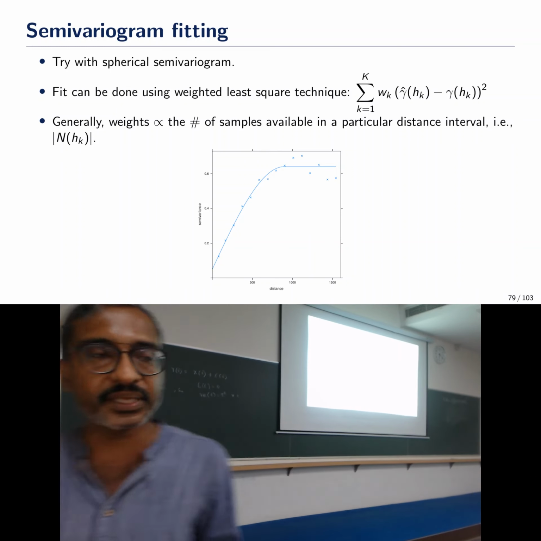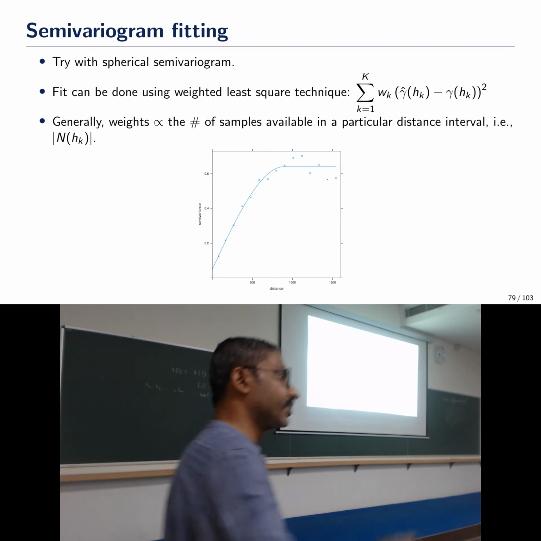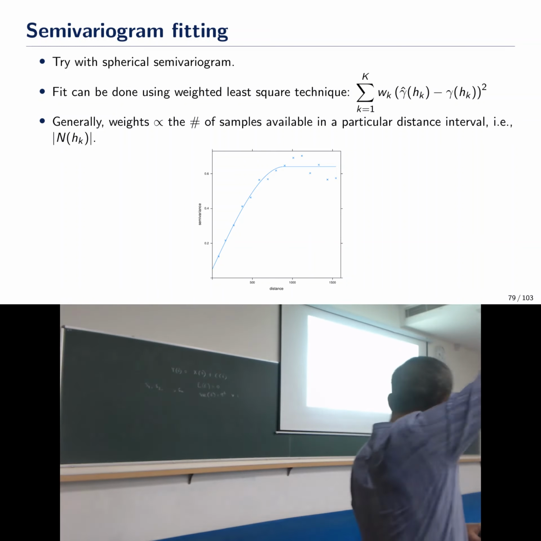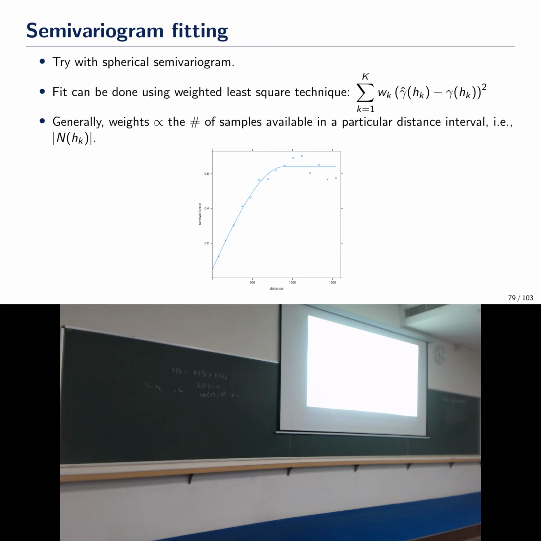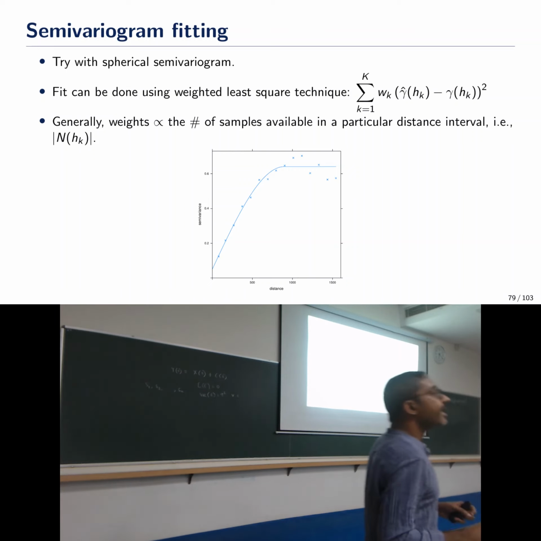There are many methods available. If I assume a distribution attached to it, I can use maximum likelihood, or generalized least squares. So there are different methods available. What we use here is the weighted least squares technique, where these weights w_k are taken proportional to the number of observations present in N(d_k). Now why are we doing this? There is a reason for that.